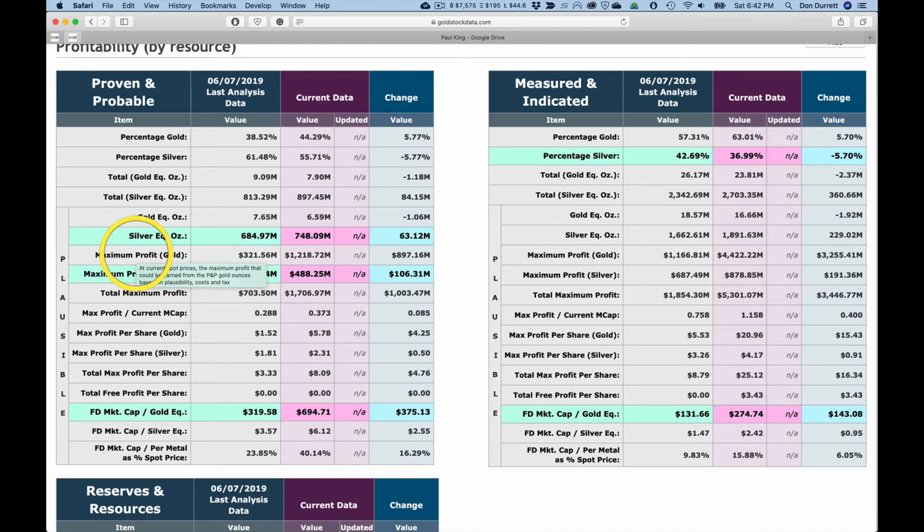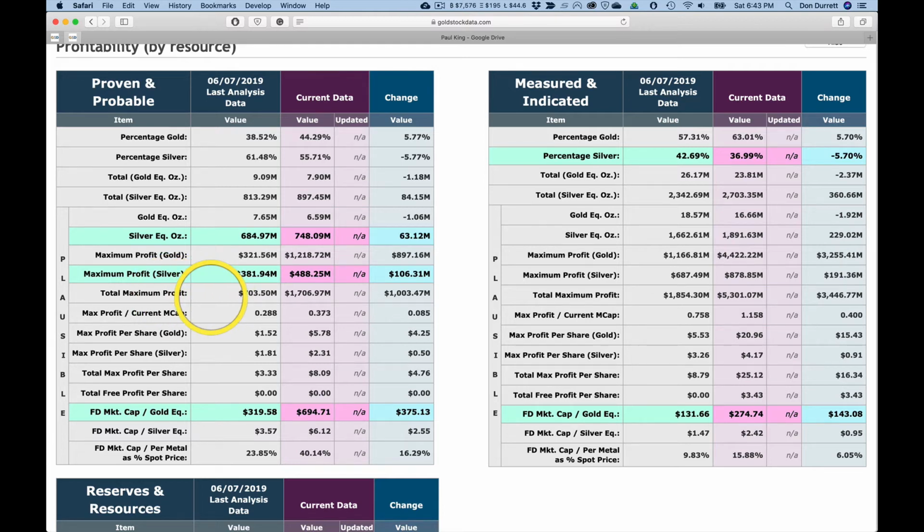Current spot price minus the current cost, times plausible ounces, minus the tax rate. So it's using plausible ounces, current cost, current ounces. That's how it's calculating this profitability. Whereas when we go down to the future, I use future costs. So this section here is using current cost, current gold prices, current silver prices.